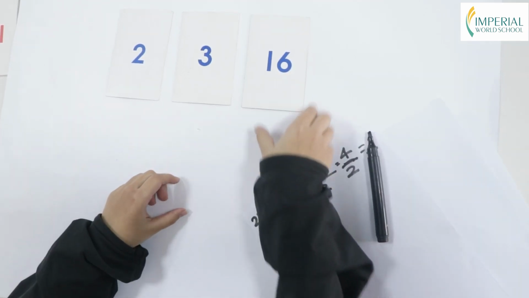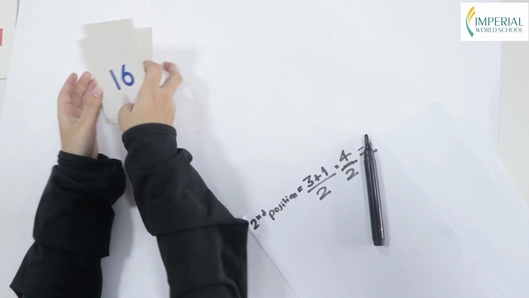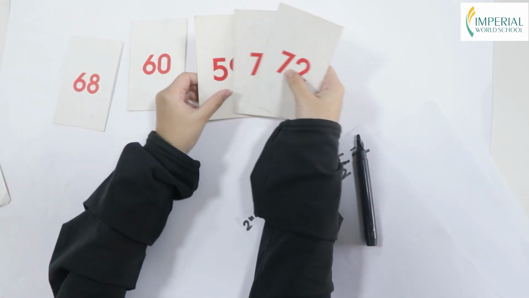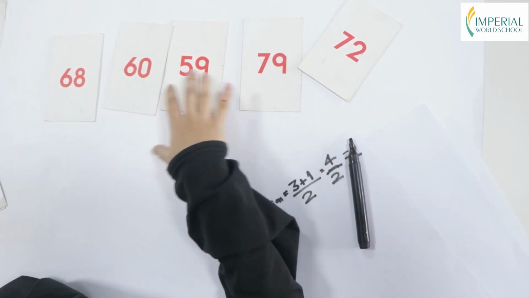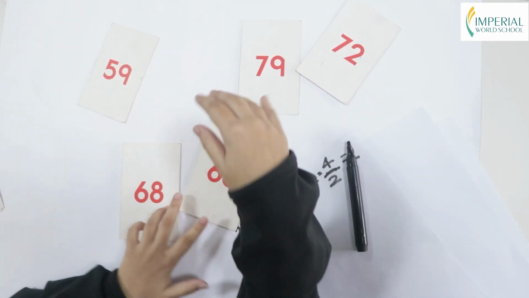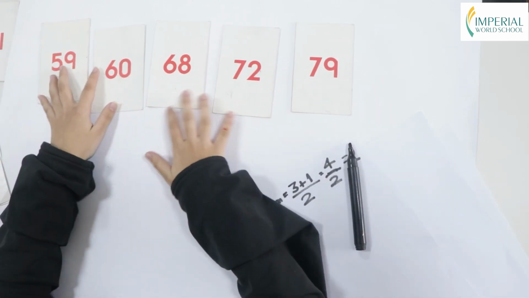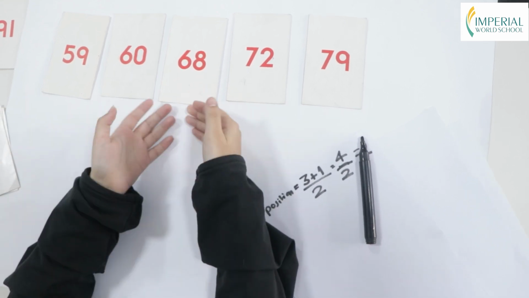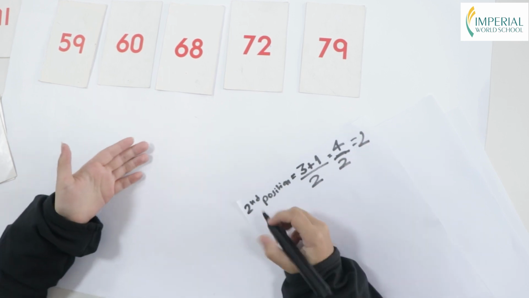So now I'll show you another example by taking another odd data set. So now we're going to arrange these in ascending order. So which lies in the middle of this data? 68. And which position does it lie in? First, second, third.